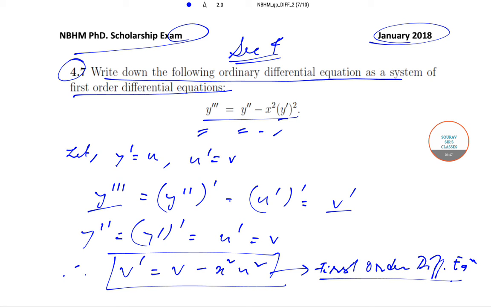So today we have solved question number 7 from section 4 of the NBHM 2018 paper. We will be solving the next questions in the subsequent videos.